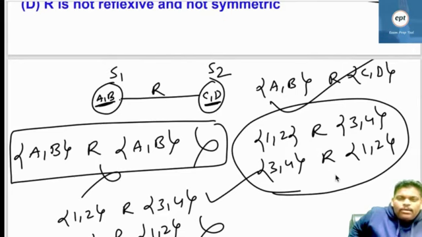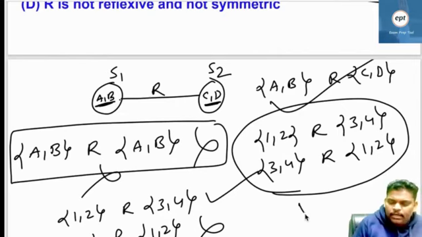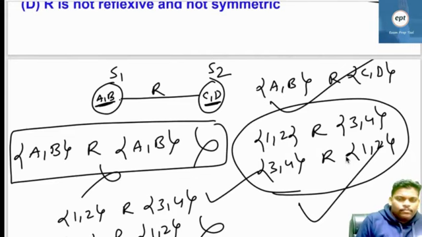AB is there, BA is also there. Is it symmetric? Two people are related if they have no common element. It is symmetric.